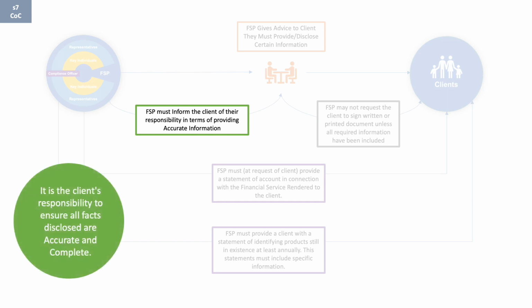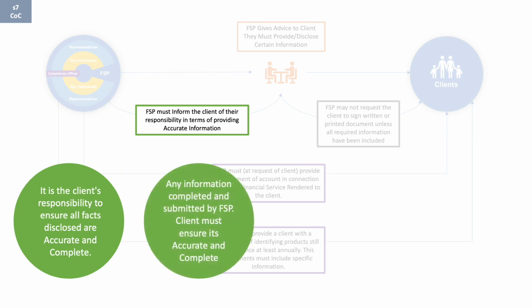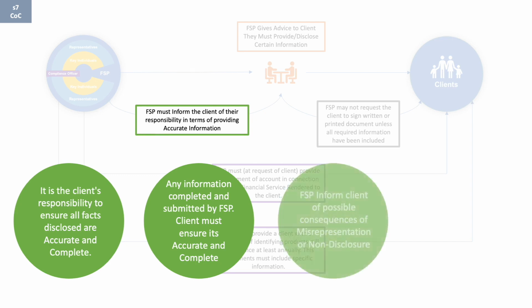It is the client's responsibility to ensure all facts disclosed are accurate and complete. Any information completed and submitted by the FSP, the client must ensure it's accurate and complete. The FSP must inform the client of possible consequences of misrepresentation or non-disclosure.